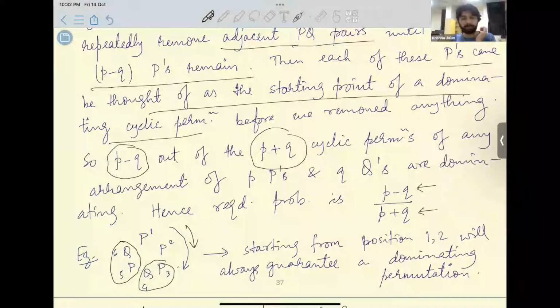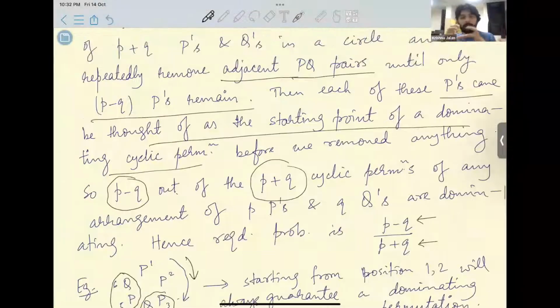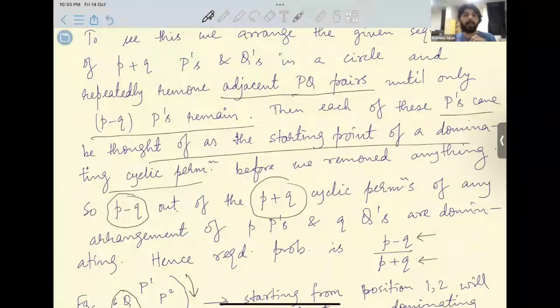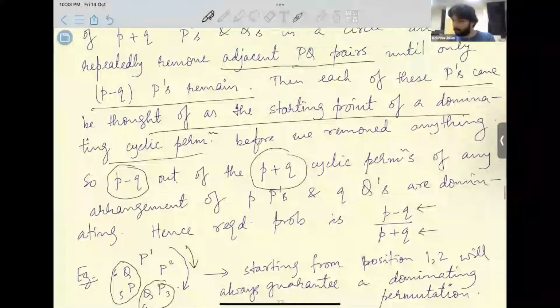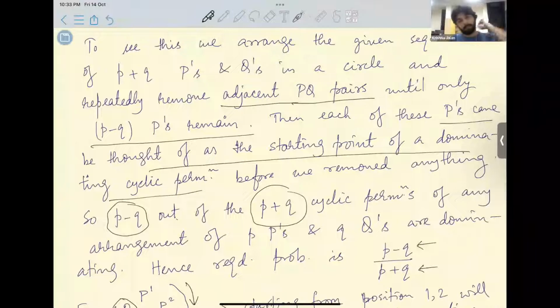Is it okay? You want to find dominating sequences. The claim is that after removing the PQ pairs, whatever P's you are left with, you can choose any of them as your starting point in some clockwise or anti-clockwise direction, and then you'll end up with a sequence that is dominating in the whole sequence. That's what I've written here. If something is not clear, you should go over what I've written here once again, and hopefully it will make more sense.